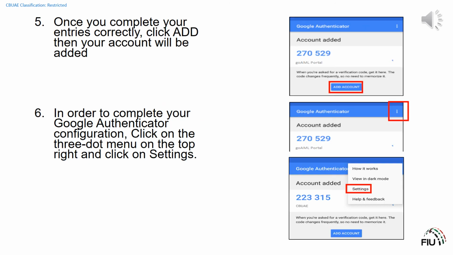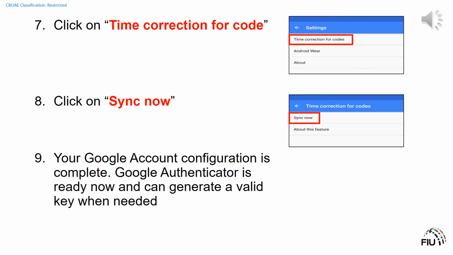Once you complete your entries correctly, click Add, then your account will be added. In order to complete your Google Authenticator configuration, please click on the three-dot menu on the top right and click on Settings. Sometimes this menu does not look like a three-dot menu, but instead there will be 3 dashes. It's exactly the same thing, sometimes it differs from one phone type to the other. Click on Time Correction for Code, click on Sync Now, then your Google account configuration will be complete. Your Google Authenticator is now ready and can generate a valid key when needed.